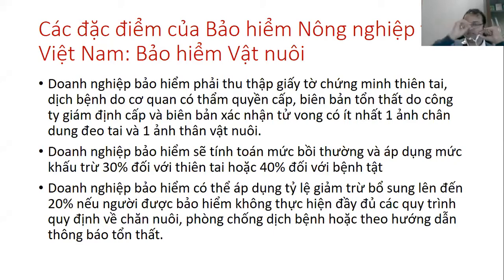So, for example, if the deductible is 30%, it means that if the animal dies, then the first 30% of the claim is actually the responsibility of the farmer. The insurer won't pay that. They'll only pay the balance, which is 70%. In the case of diseases, it's even higher. 40% of it is retained by the farmer. The insurance company pays 60%.